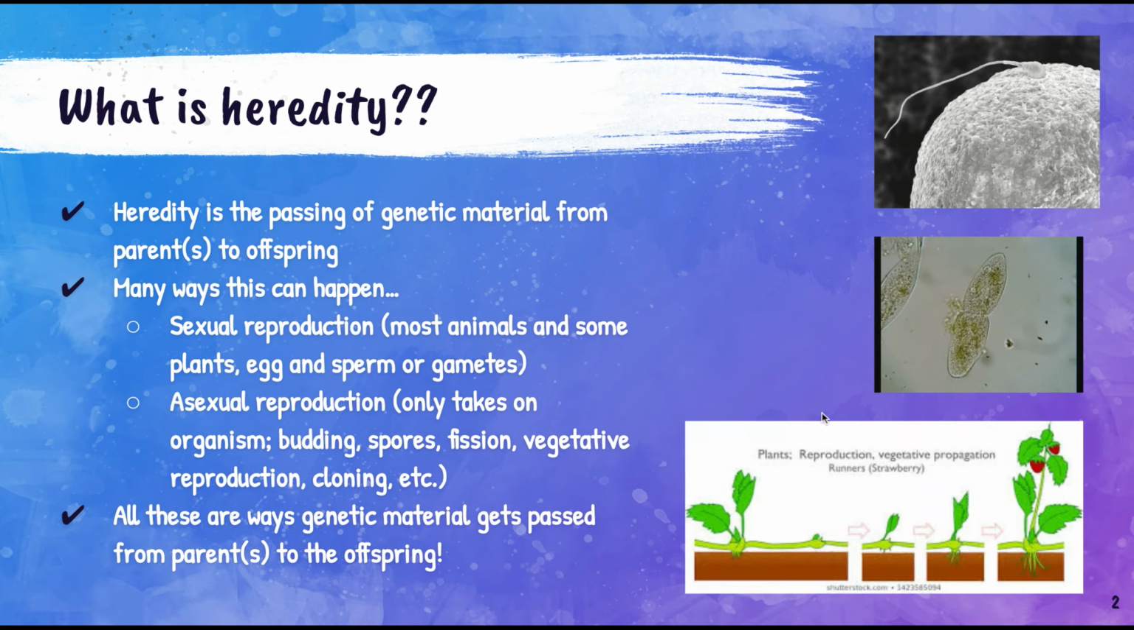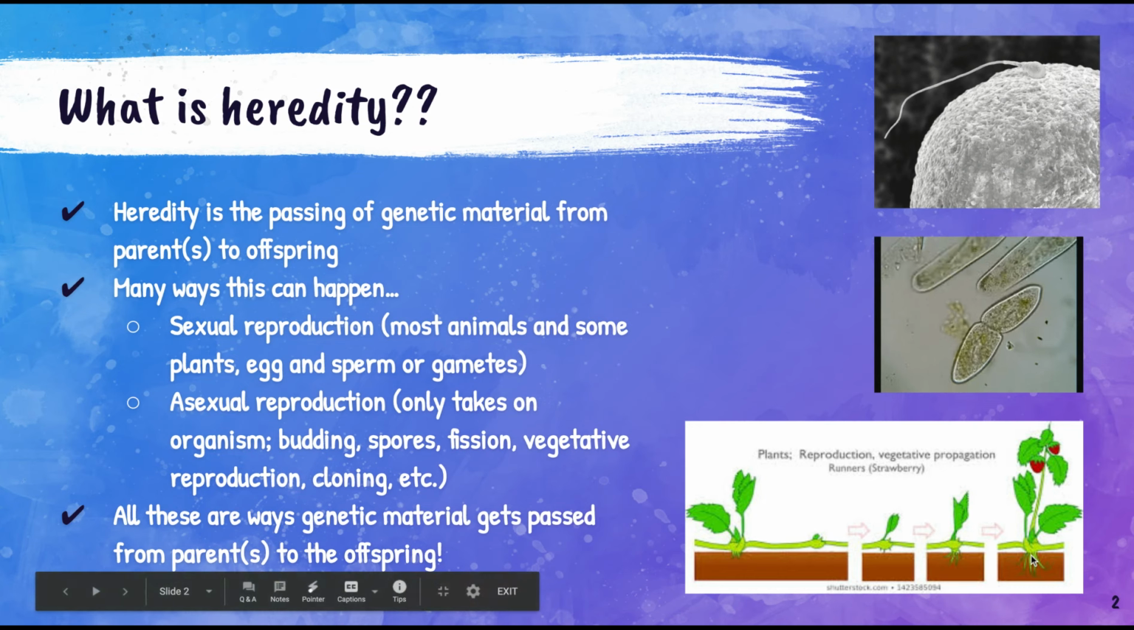And this is an example of vegetative reproduction. So this is how strawberries and lots of other plants grow runners. So it's the same DNA because it comes from this plant, but it shoots off and it shoots off and it shoots off and it grows up and it's the original DNA from the original. So that's passing genetic material to the offspring from the parent.